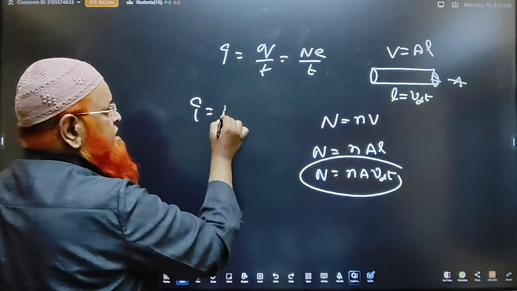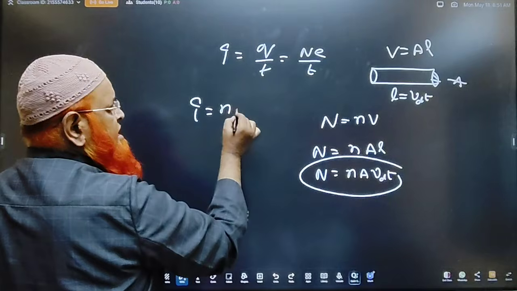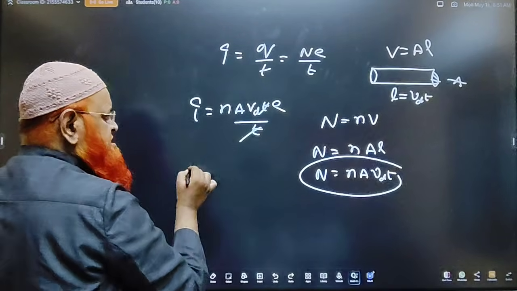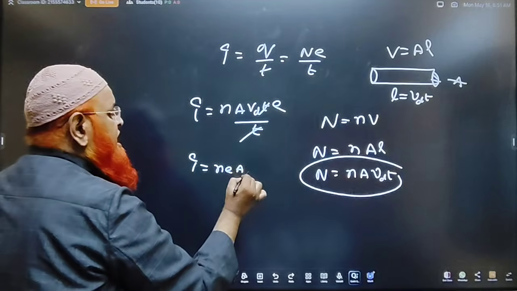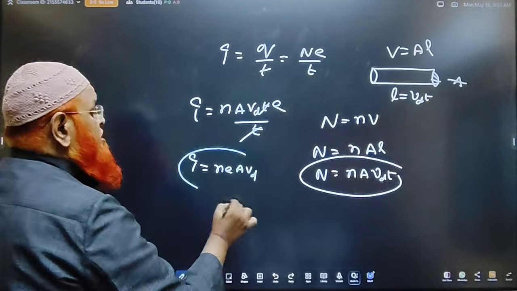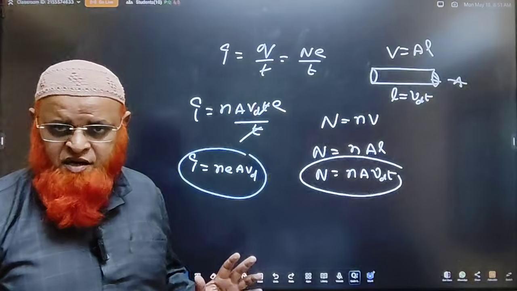So I is equal to capital N e by t, and capital N is n A vd t. So t gets cancelled, and I is equal to nAevd. This is the microscopic view of current. This is the formula for the microscopic view of current. Understood what I am saying now?